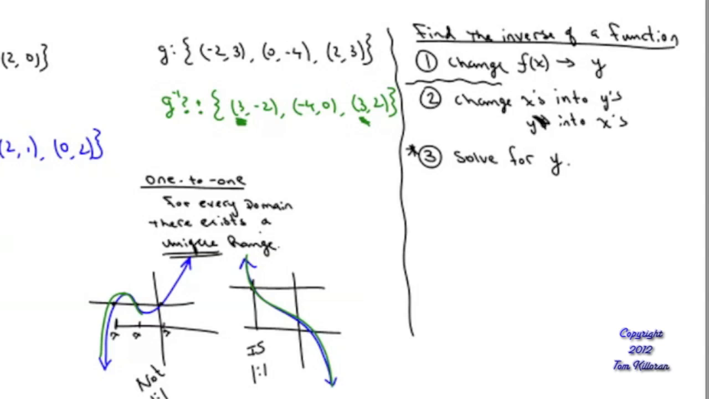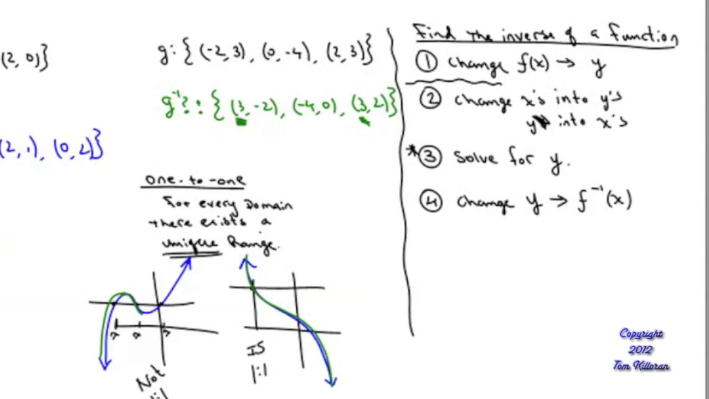It's not the original y, it's a new y. And then 4 is the step that everybody forgets. Change y back into function notation, but the function you ended up with is now called f's inverse, or the inverse of f. The inverse of f.